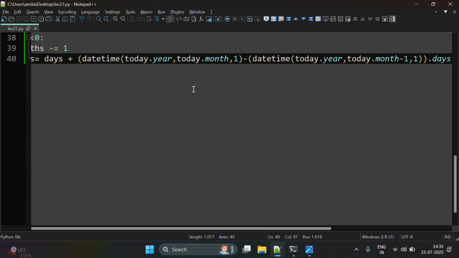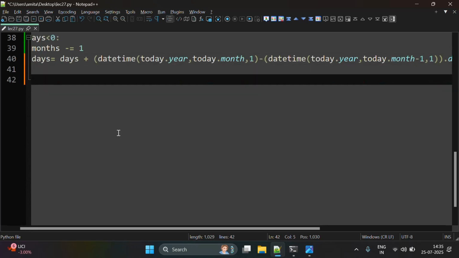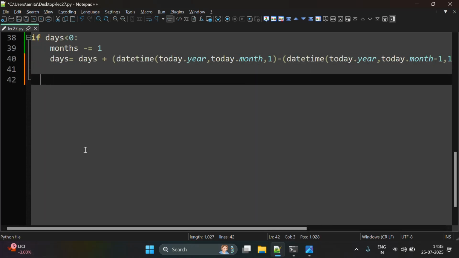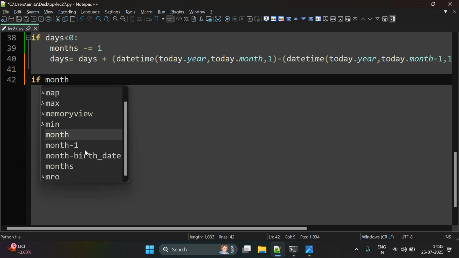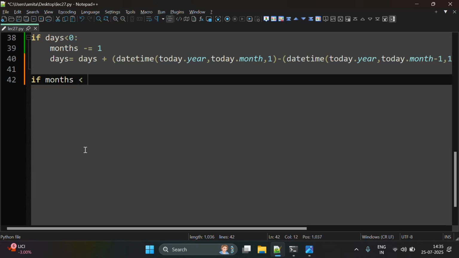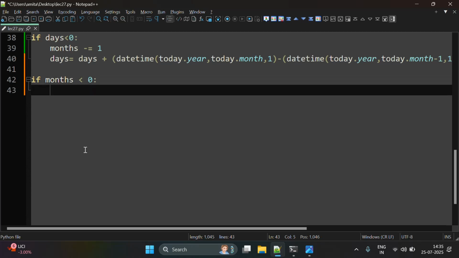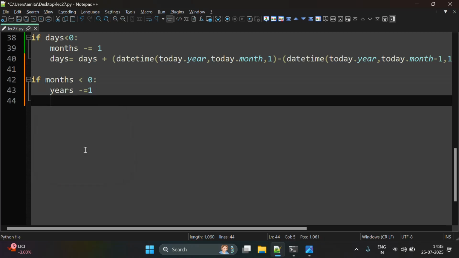Now the next thing, if months is less than 0, then years minus equal to 1, that is years equals years minus 1. Here also months minus equal to 1 means months equals months minus 1. So here months plus equal to 12. So this is the same as we had discussed, that if months are negative, then year will be subtracted by 1 and months will be added by 12.